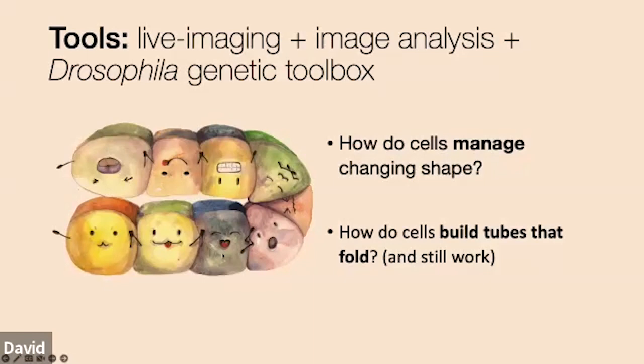If you think of your garden hose, if you fold it in half too much, it's not going to work, and that would be catastrophic for any of our organ systems. So how are they doing this? They do this phenomenally well throughout development and throughout our lives. And I want to leverage live imaging, image analysis, and the Drosophila genetic toolbox.